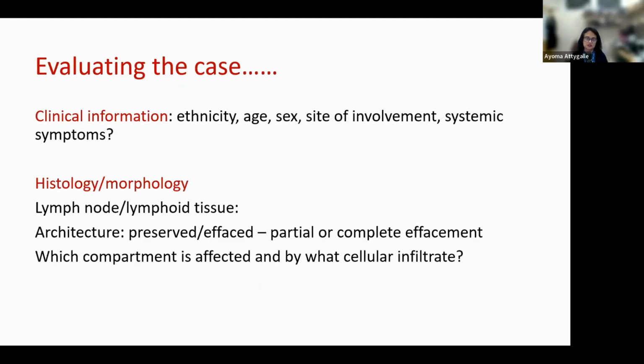And when we evaluate a case, before even we start looking at pathology, we should get as much clinical information as we possibly can. And sometimes, as you know, this is the problem for pathologists worldwide. I think that clinicians are not always very forthcoming when it comes to giving clinical information. And sometimes, depending on what you see under the microscope, you may need to extract more information.